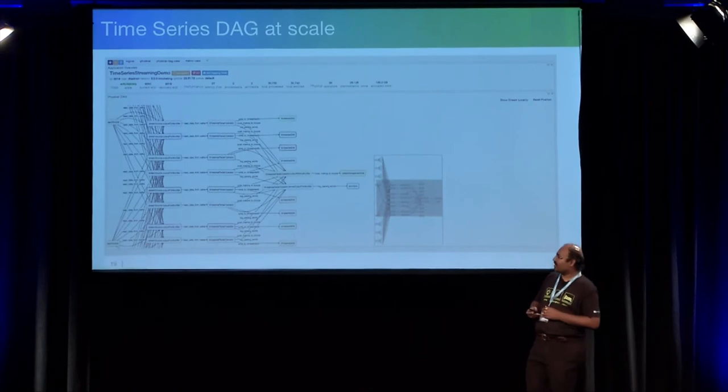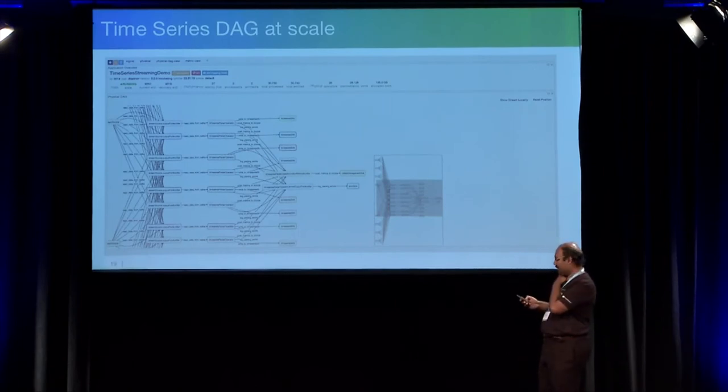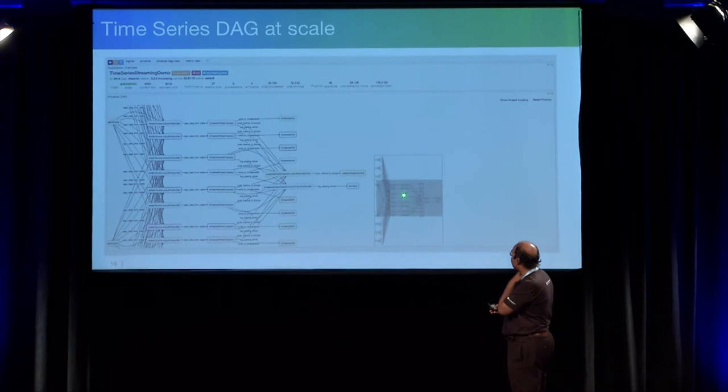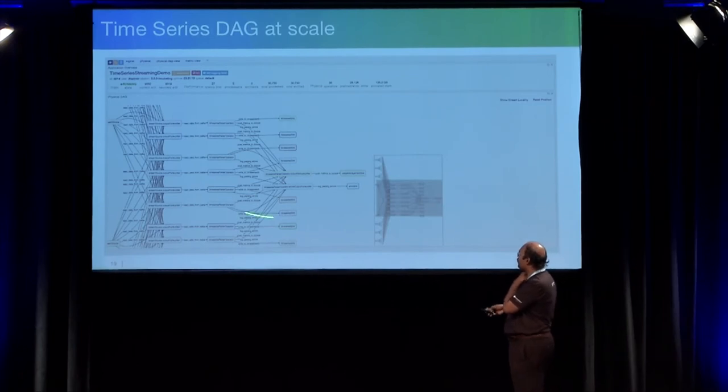So this is a brief window of what their DAG looks like with scaling, right? You can see there are 8 time series operators. So all these are 8 partition Kafka, 8 time series. So it's all 8-way partition. I think this is the output writer. So this is a cross section of this.